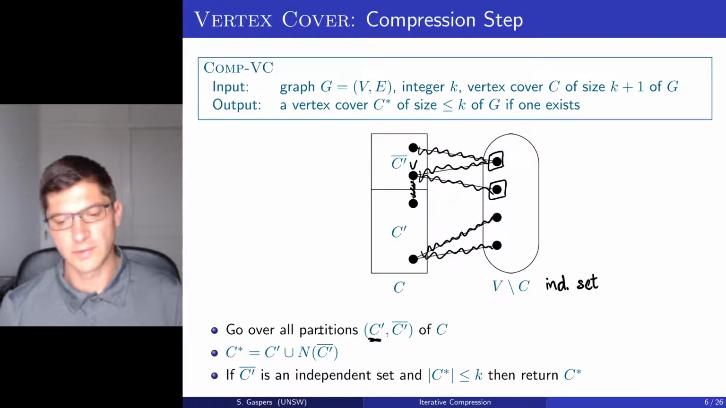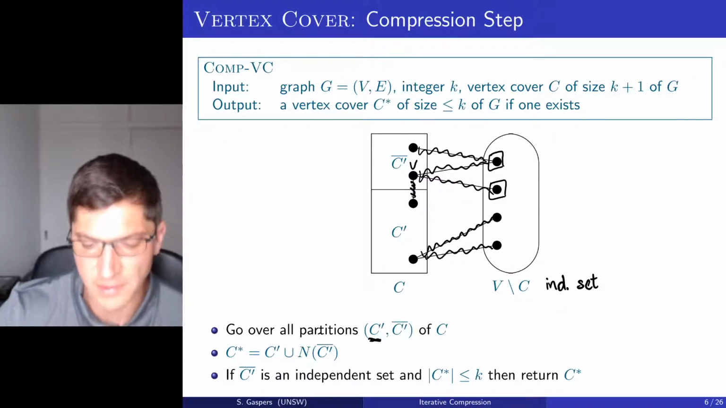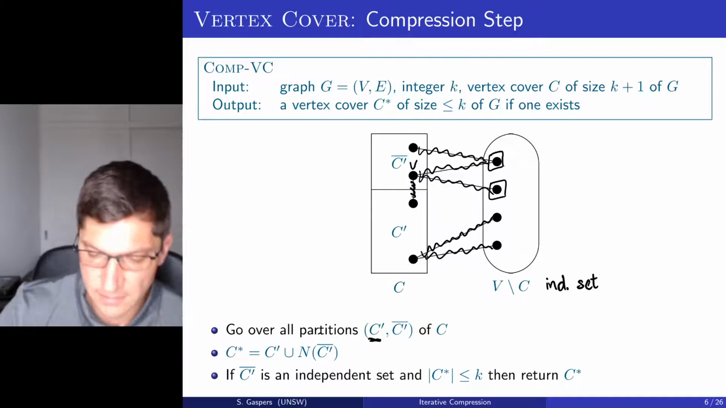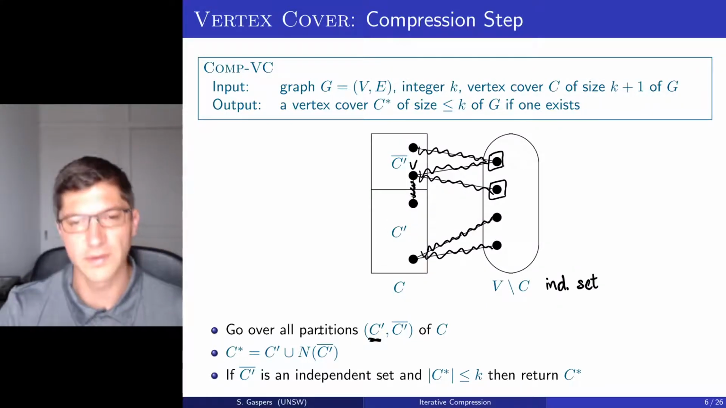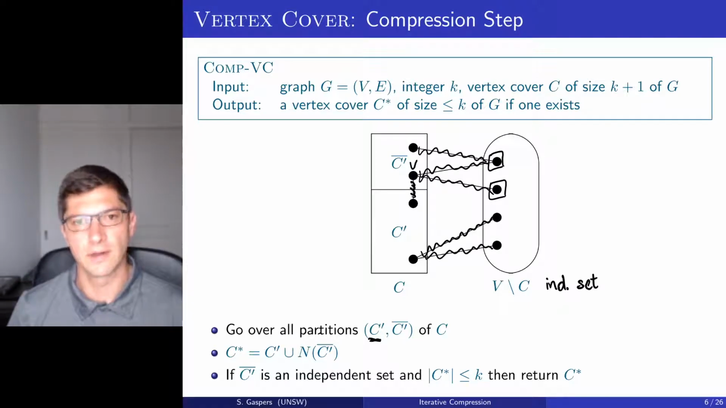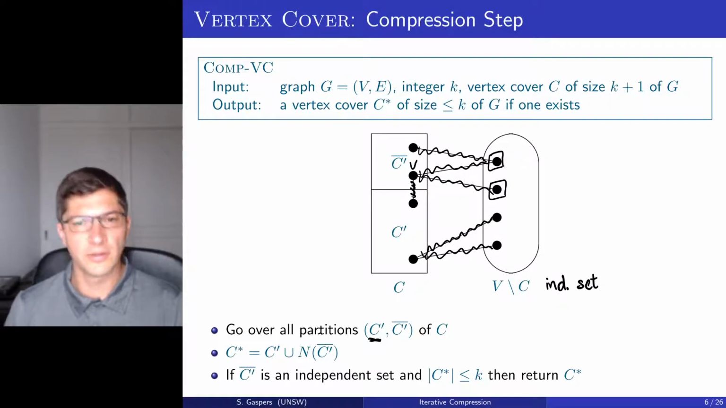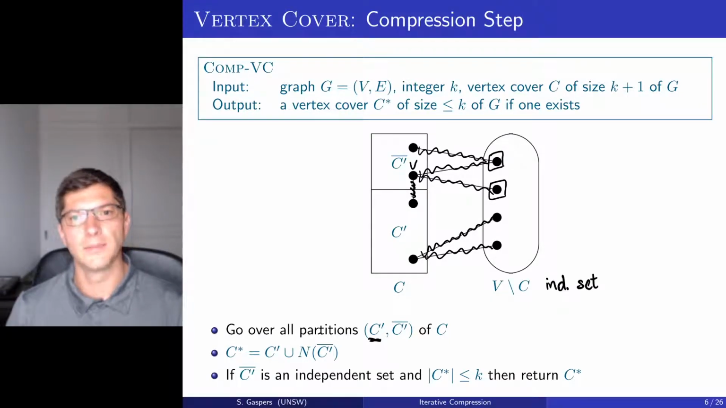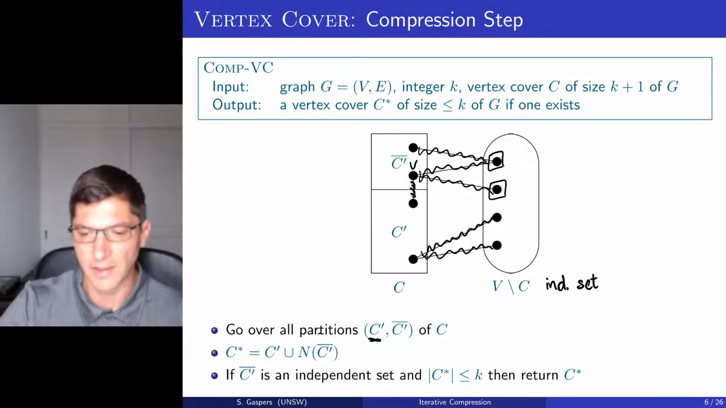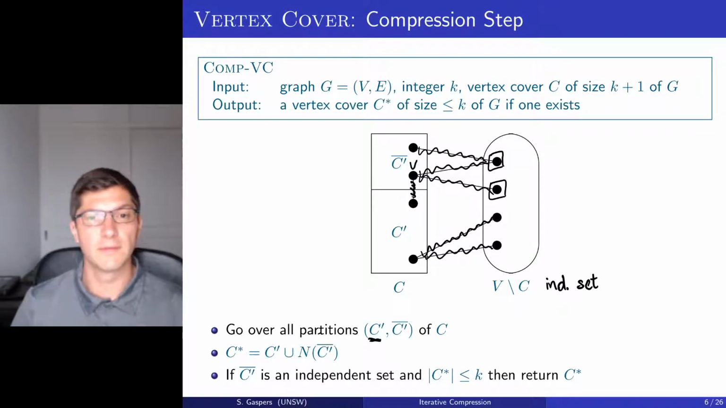If this new set covers all the edges, in other words, if C prime bar is an independent set, and the size of the set C star is at most k, then we return C star. And if not, we go to the next partition and try the next one, until we have tried all of them. If for none of them there was a solution, then we know that the vertex cover that we get as part of our input, this vertex cover C here, is the smallest vertex cover.